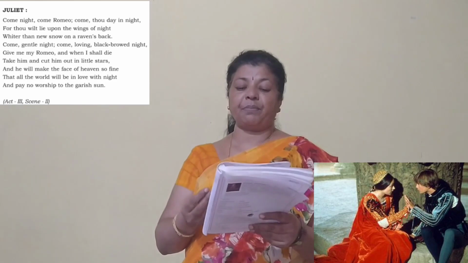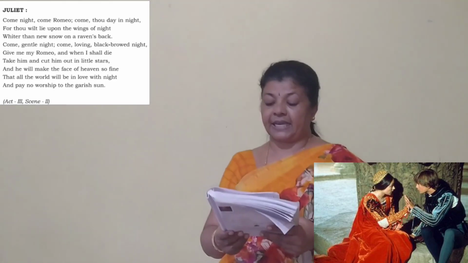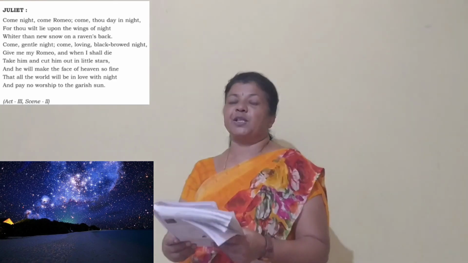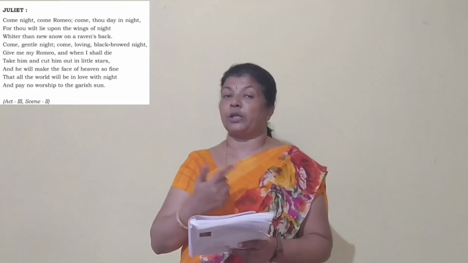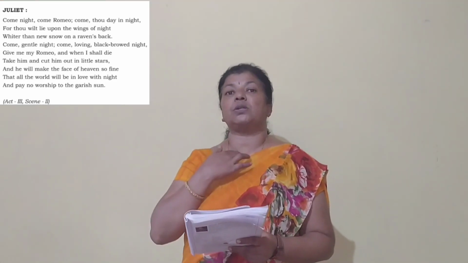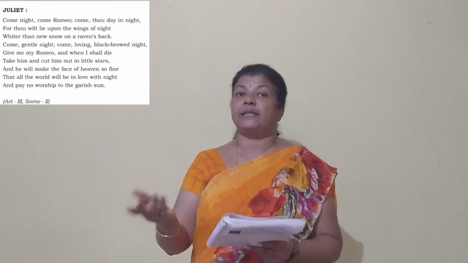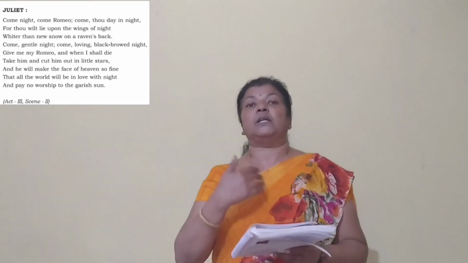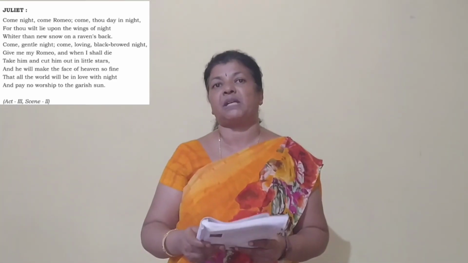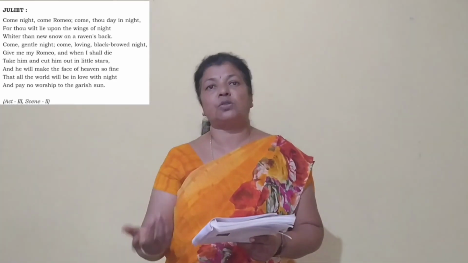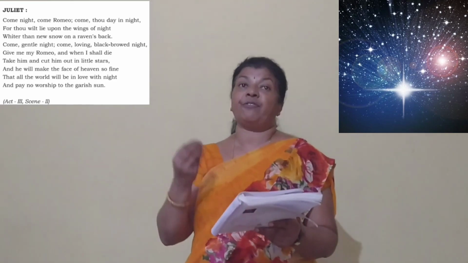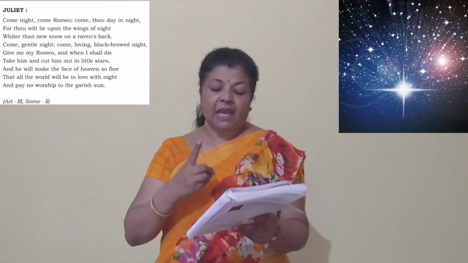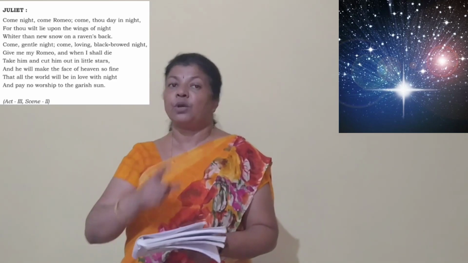"Give me my Romeo, and when I shall die, take him and cut him out in little stars." Here she shows her implicit love for Romeo. Actually these two are rival families, and Romeo and Juliet have secretly married. So now maybe she knew that something dangerous was going to happen anytime. She may die, maybe in the fight between the two rival families. Maybe Juliet felt that she was going to die. So she says, give me my Romeo, and when I shall die, take him and cut him out in little stars.